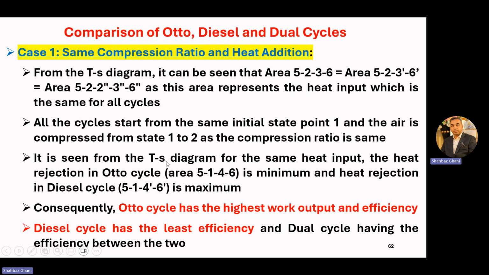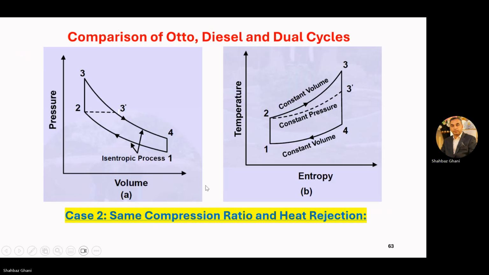It is seen from the TS diagram that for the same heat input, the heat rejection in the Otto cycle, area 5, 1, 4, 6, is minimum and the heat rejection in the diesel cycle, 5, 1, 4 bar, 6 bar, is maximum. So consequently, the Otto cycle has the highest work output and efficiency. The diesel cycle has the least efficiency and the dual cycle has an efficiency between the two.